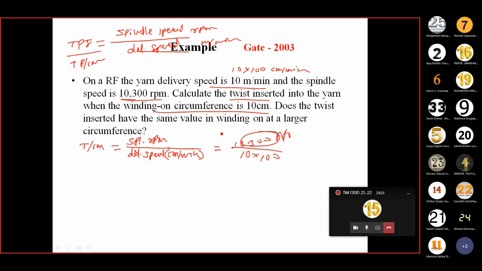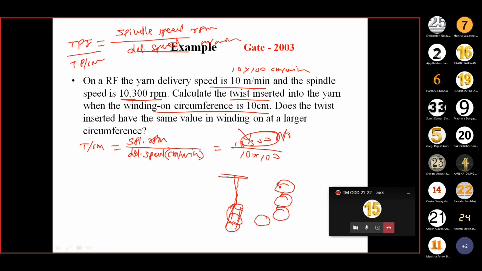So why are we not able to take this 10,300? There is a basic theoretical concept. Just a few minutes before I told you, your material is coming from the front roller and it is going to wind onto the bobbin. During winding, during the twist insertion, first of all it will follow this circular path around the bobbin, and in the meantime twist will start to flow. So this revolution we have to remove, whatever revolution the yarn is making around the bobbin.